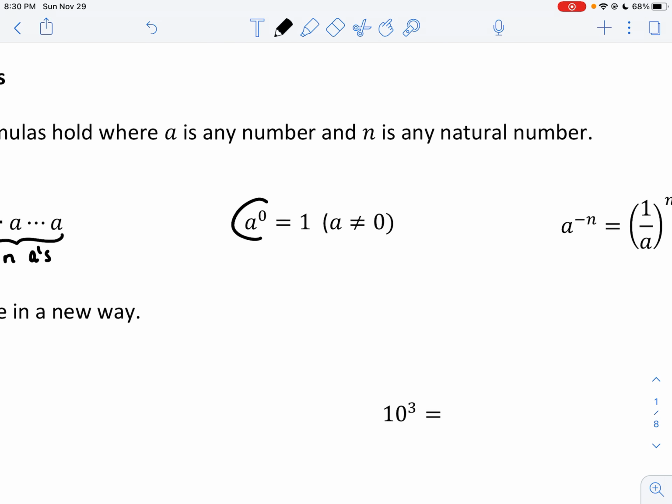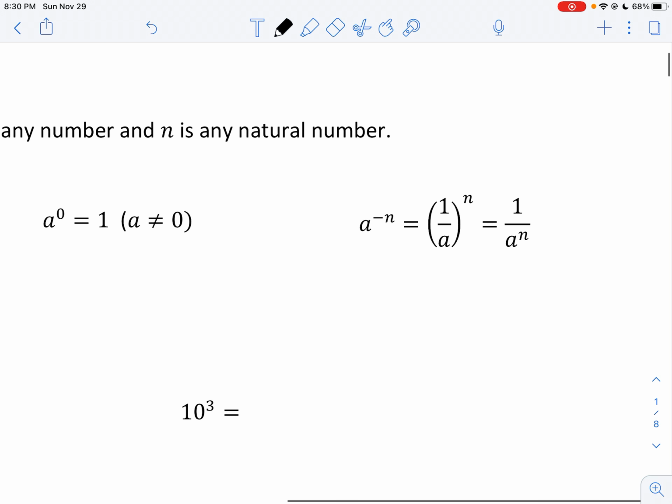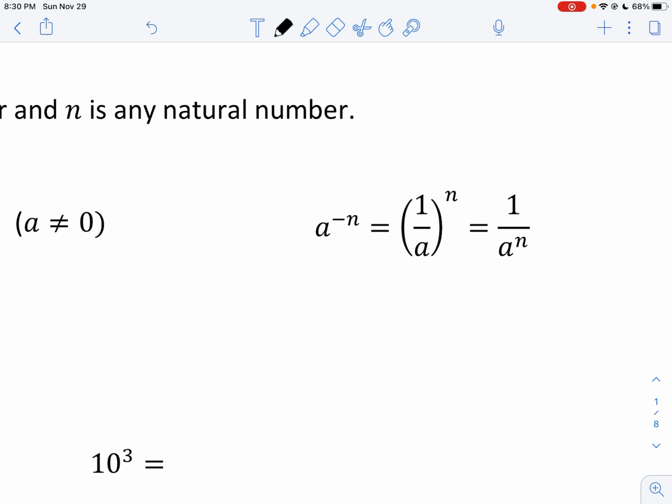When you have a zero exponent, a to the 0, as long as a, the base, is not 0 itself, so any non-zero number raised to the 0, we're going to define to be equal to 1. And then when we have negative exponents, if n is a counting number, then negative n is a negative counting number, or an integer. If you have a to the negative n power, it means to do the reciprocal of the base. So do 1 over a, and then raise that to the nth power. Of course, that can also be interpreted as simply doing 1 over a raised to the n.